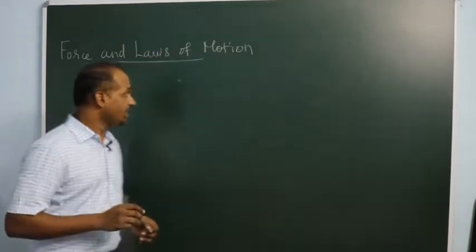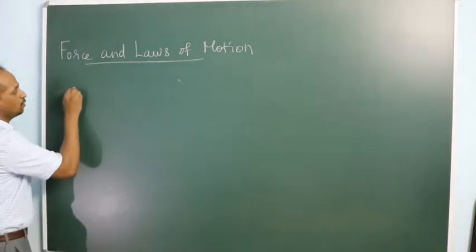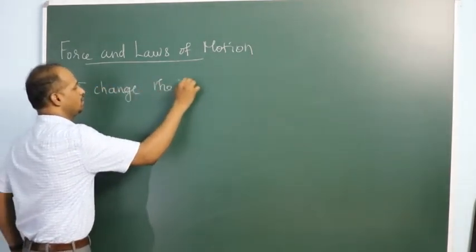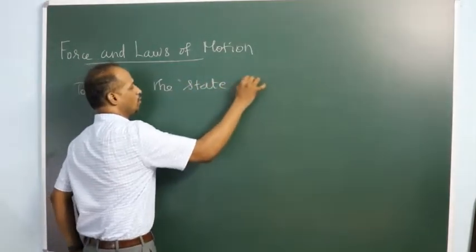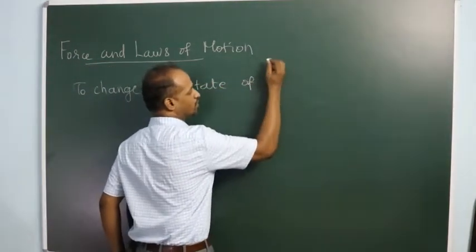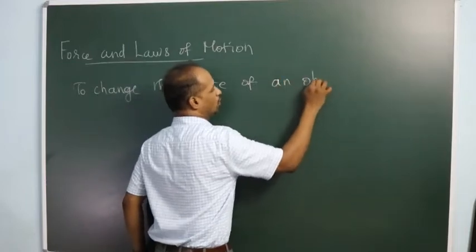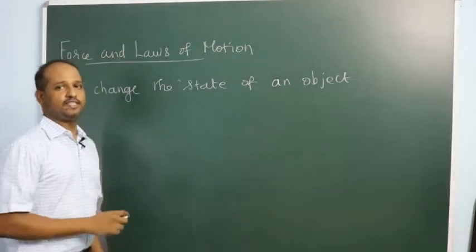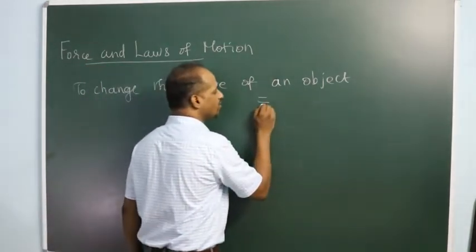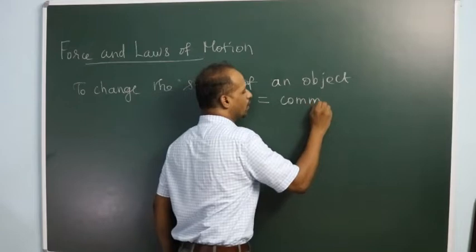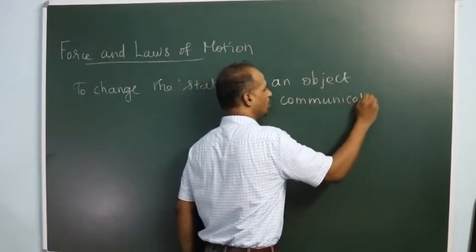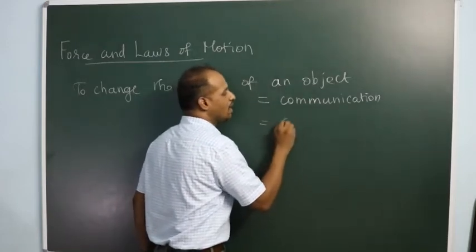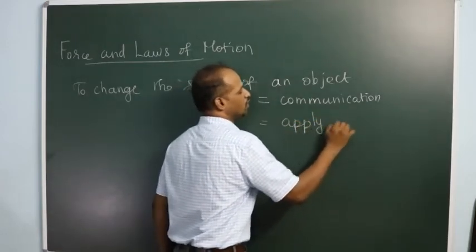So to change the state of an object, you need to communicate or tell that object to change its state. The ways and means of that communication is what we call, in physics terms, applying force.